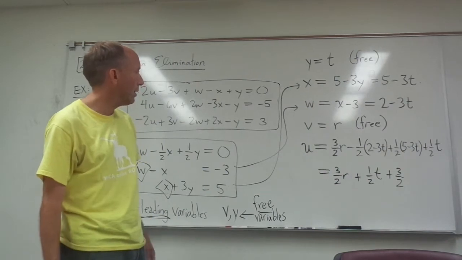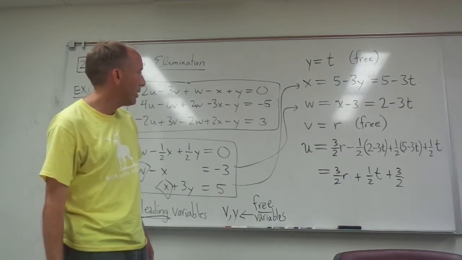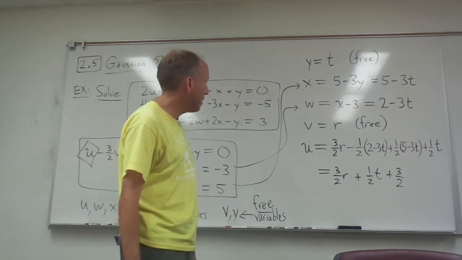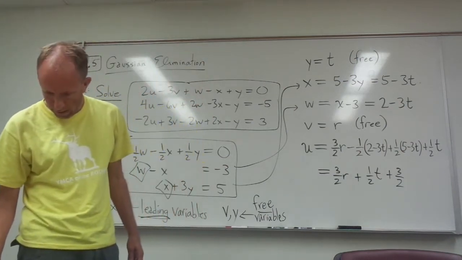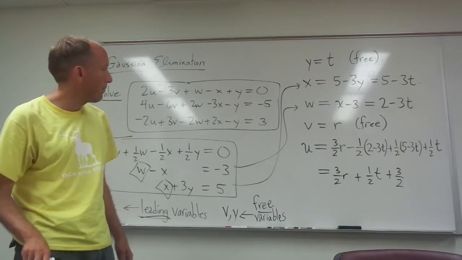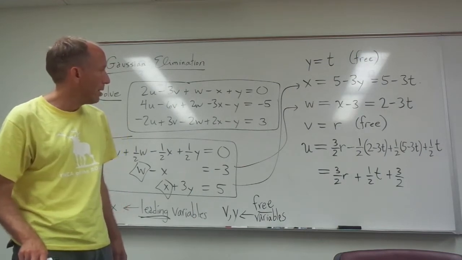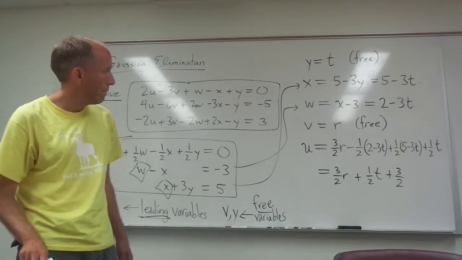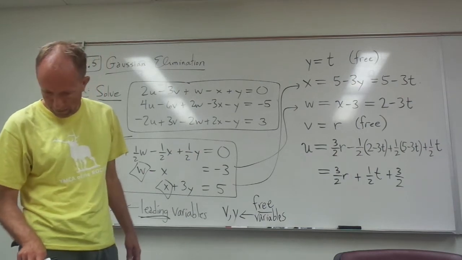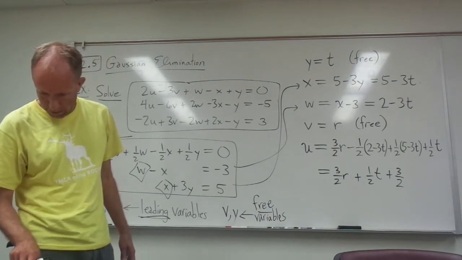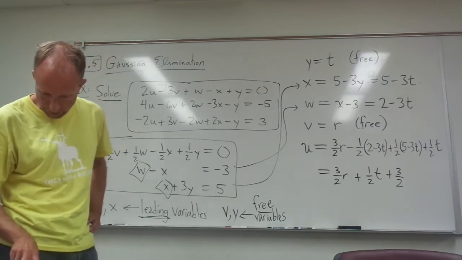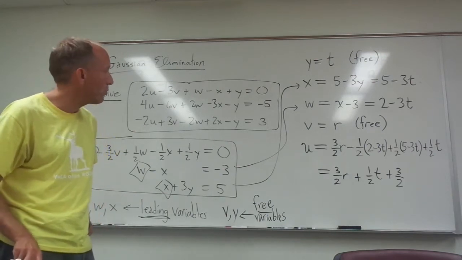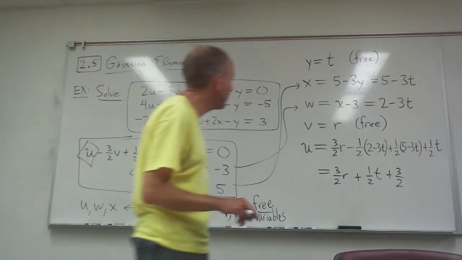Okay, and let me just make sure that that looks okay to me. So we have 3/2 of r, and then, yeah, I think that looks okay. I've got something slightly different in my notes here. I've got 3/2 of r minus 1/2 t, and here I wrote plus 1/2 t. Is that right?